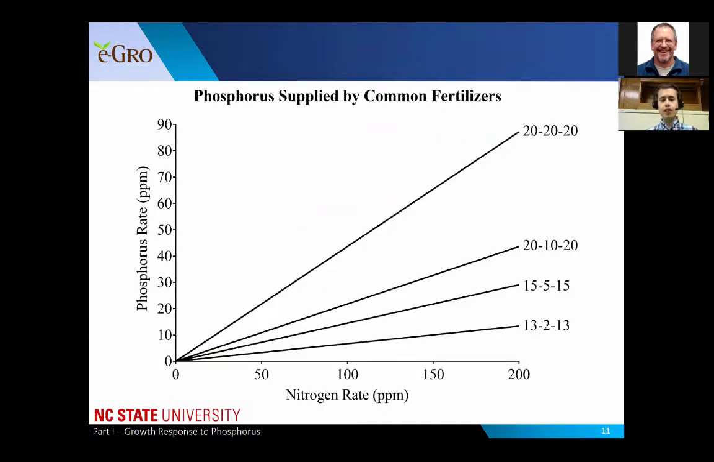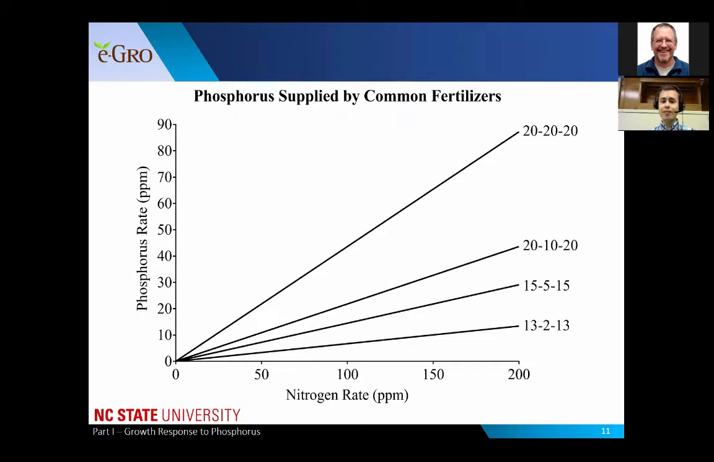Here you can see a chart or a graph of several different fertilizer types mixed at different rates of nitrogen along the x-axis and a corresponding phosphorus rate on the y-axis. You can see that the line on the top corresponds to a triple 20 fertilizer. And of course, if you were to mix that fertilizer at the highest rate shown on this graph of 200 parts per million nitrogen, you can see that this fertilizer would supply roughly 90 parts per million phosphorus.